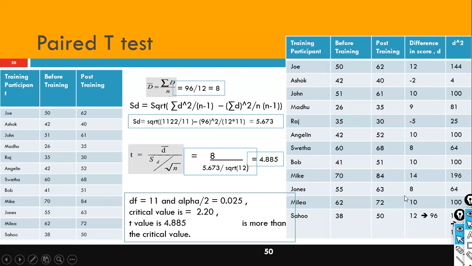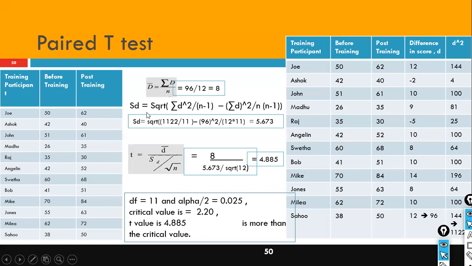That is your numerator, 96, and then the next one is the 12. What is the 12? The sample size, 12 employees: 2, 4, 6, 8, 10, 12 employees. That is the denominator. So 96 divided by 12, you got D bar as 8.